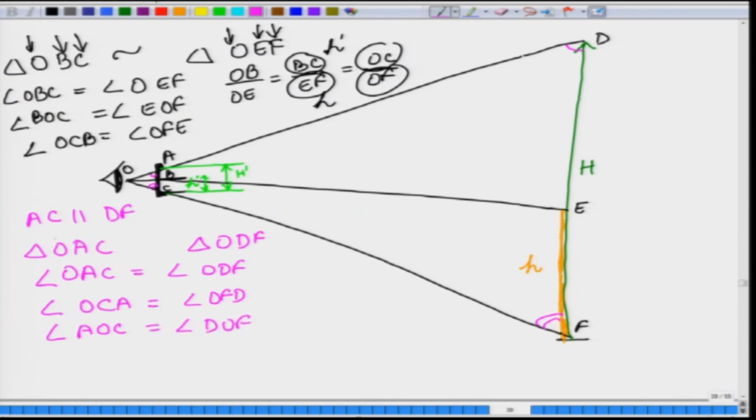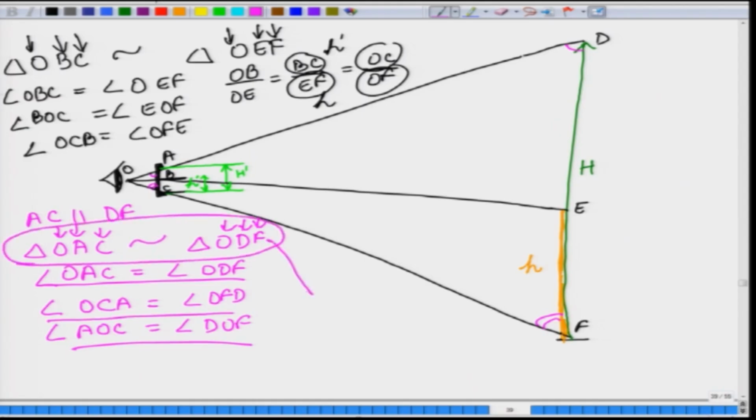So, basically what we are saying is that angle O is the same in both of these. Angle A is equal to angle D, and angle C and angle F are equal, which would mean that both of these triangles are also similar. Now, if both of these triangles are similar, that would mean that the corresponding sides are in the same ratio, which means that OA by OD is equal to AC by DF is equal to OC by OF.